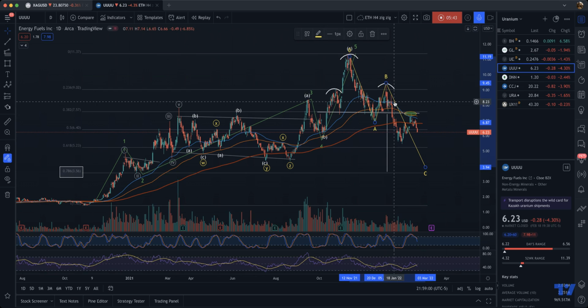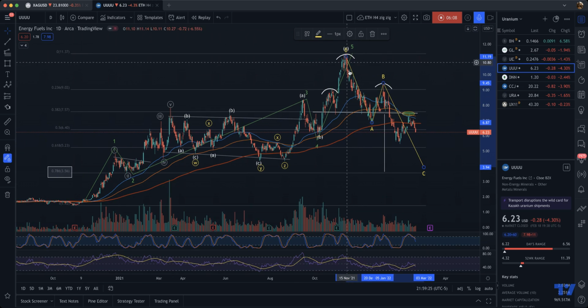So we know that this might even break down on the 4-hour into 5 waves and make it a zigzag. A zigzag is a 5 down, 3 up, another 5 down. If it's a flat, it's 3 down, 3 up, 5 down. Either way, I'm leaning that this is probably a zigzag because this is very long for a 3. So I'm actually going to call it a zigzag.